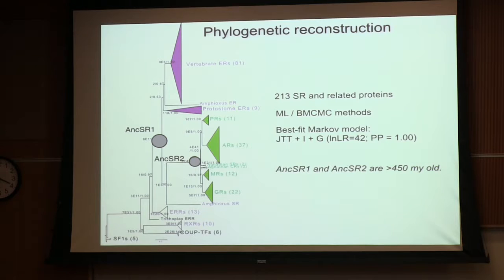And I should mention that the two proteins we're going to reconstruct are the last common ancestor of the SRE binding proteins, that's called ancestral SR2, and the ancestor of the entire steroid receptor clade, ERs and SRs alike, which we call ancestral SR1. These two proteins are both more than 450 million years old. This is older than the last common ancestor of all vertebrates, and older than the last common ancestor of you and an octopus.